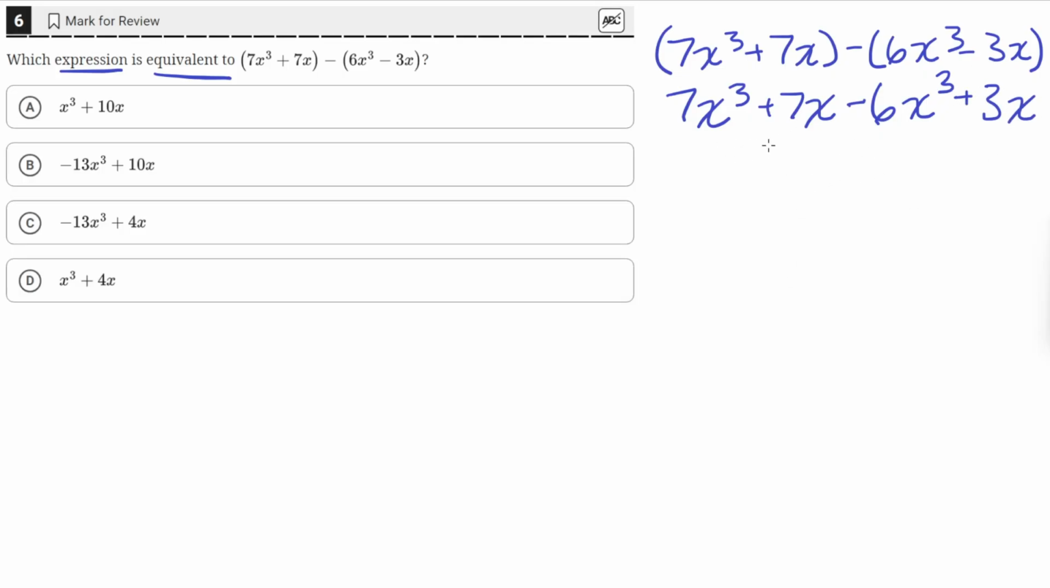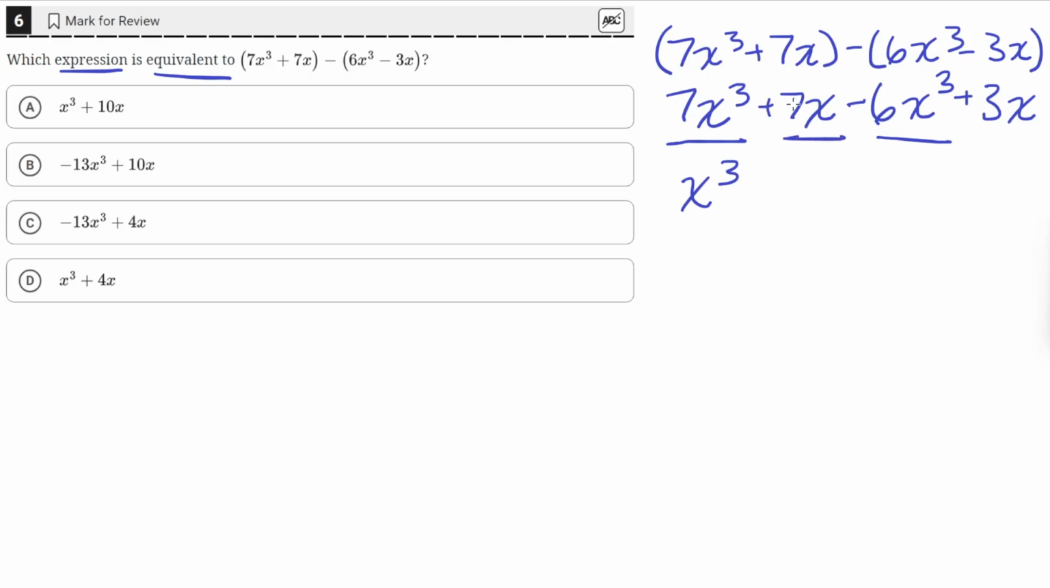Okay, now we need to identify the like terms. So we have this x cubed term here, and if we look over here, we have another x cubed term. So we can combine these two. So 7x cubed minus 6x cubed is 1x cubed. There's an invisible 1 here, but since it's a 1, we don't write anything, because that's the convention. If there's no coefficient, it's just assumed to be 1.